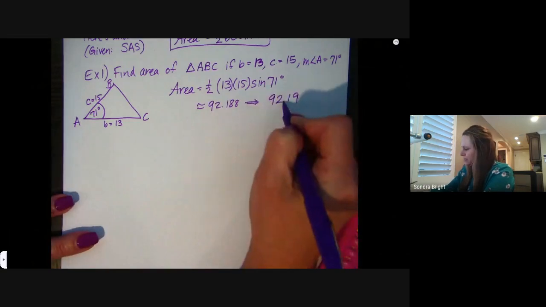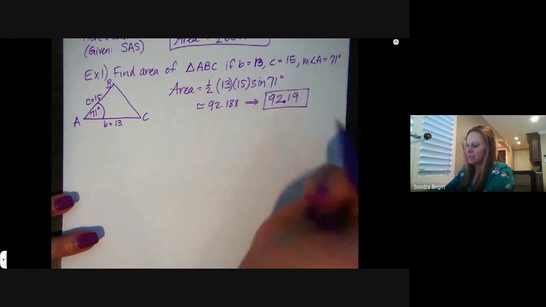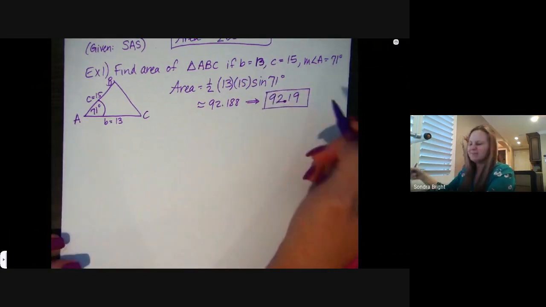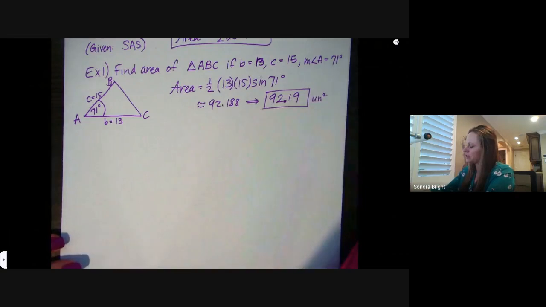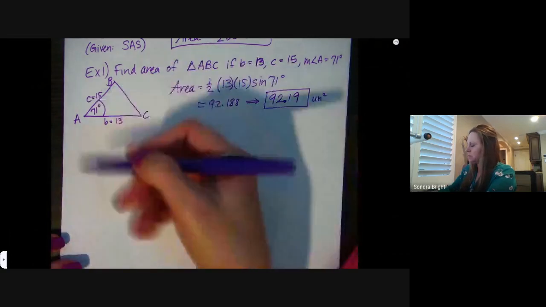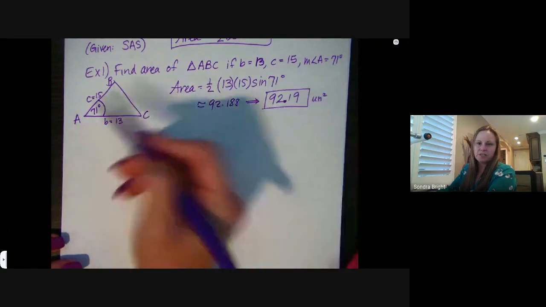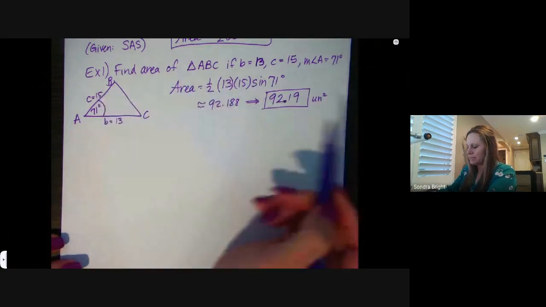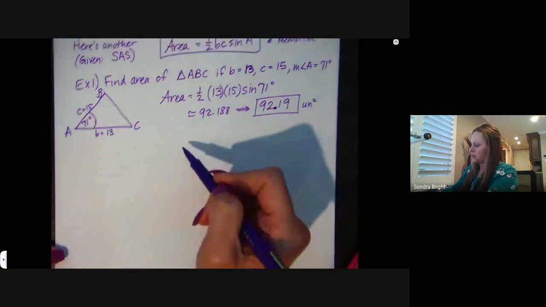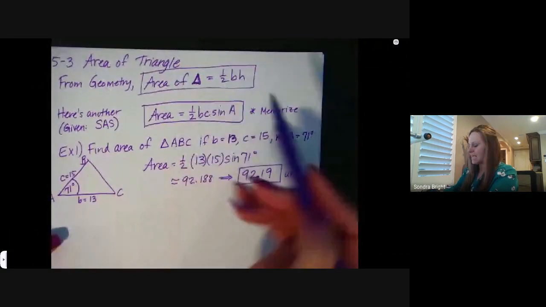If we required units, I'm not a big one on it. If I give you units, yes, you should give me units, but I'm not a big one on writing square units. But that's technically what it is. Whatever the unit was of 15 and 13, then the area would be that many square units. So if this was feet, it would be square feet. If it was meters, it would be square meters. If it had been inches, it would be square inches, but 92.19 is good enough. Okay, so we've got area if we are given a right triangle, and area if I'm given a sassy triangle, side angle side.